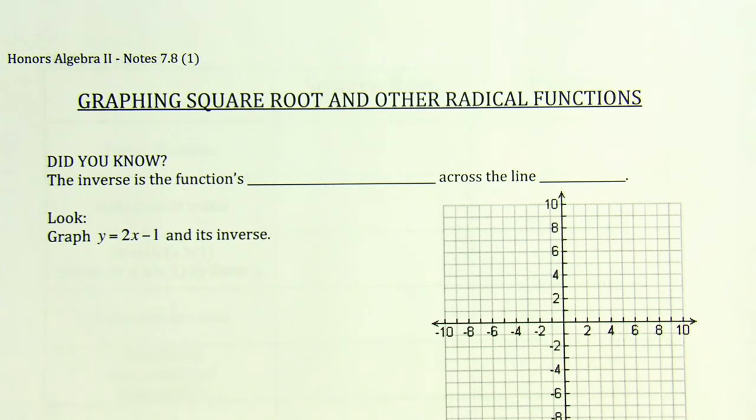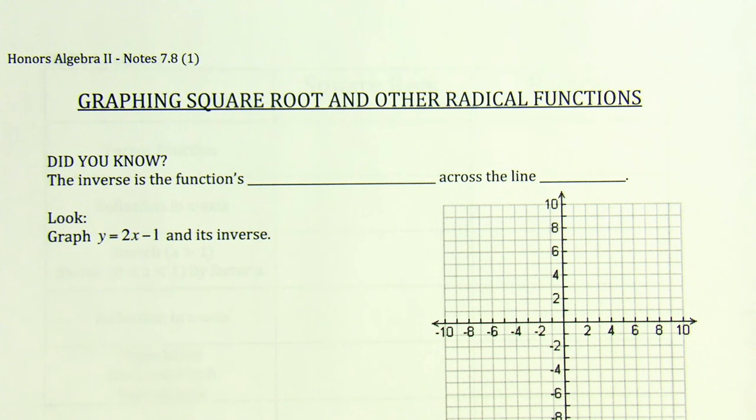All right, chapter 7, section 8. We're going to do parts 1 and 2 together because they are really concepts that we've seen before, just with a different parent function. So graphing square root and other radical functions.